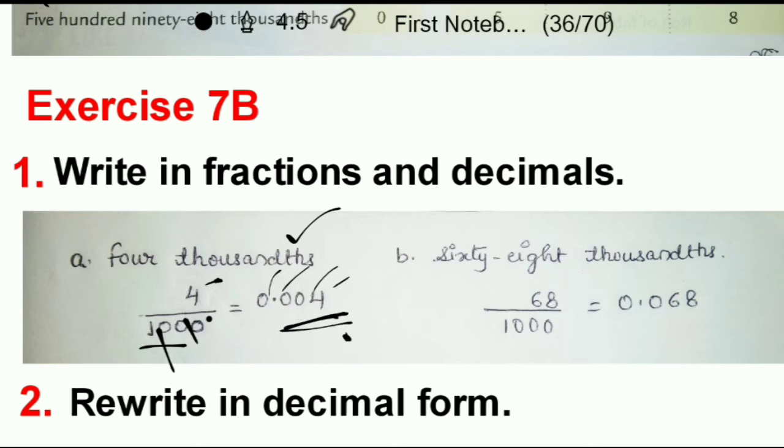68 upon 1000. 1000 means we are having 3 zeros, which means 3 numbers in the denominator. So the same 3 numbers we want after the decimal. So what can we put here? We can put here 1068.